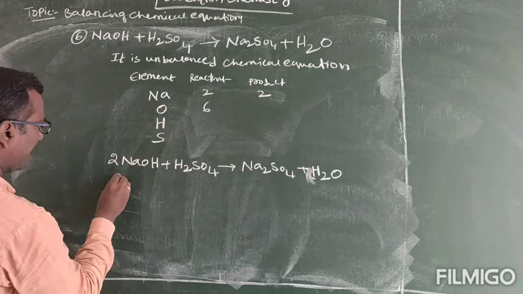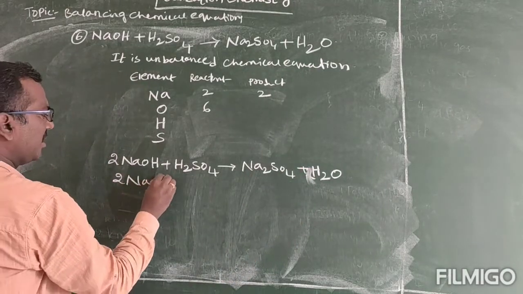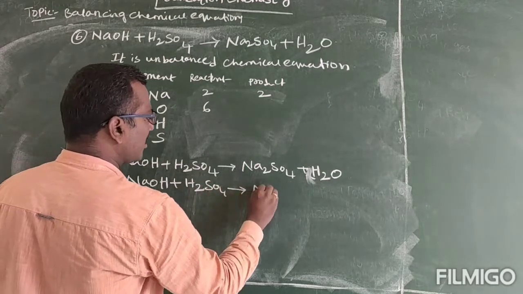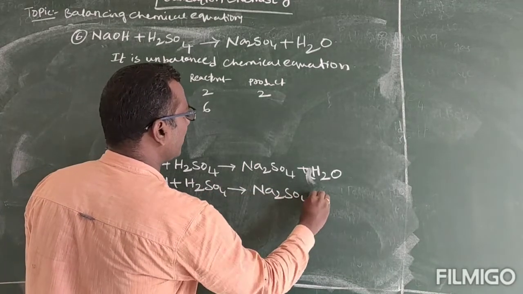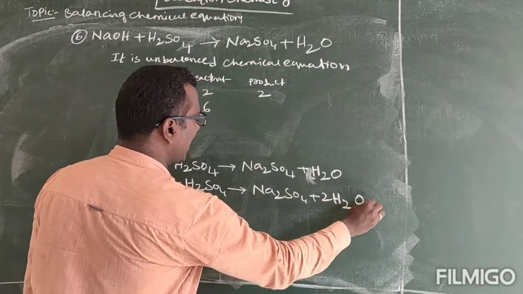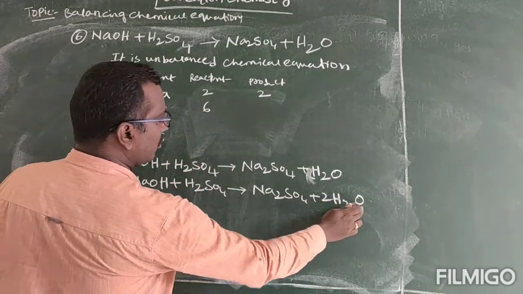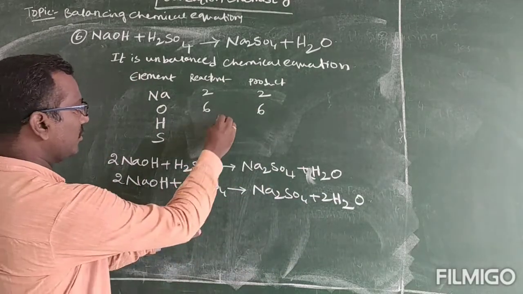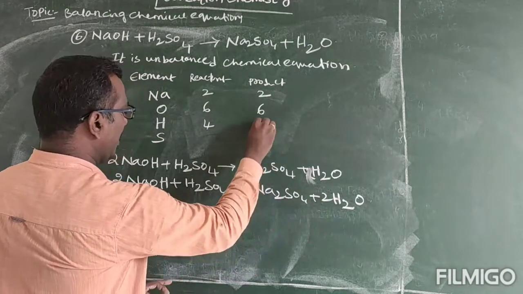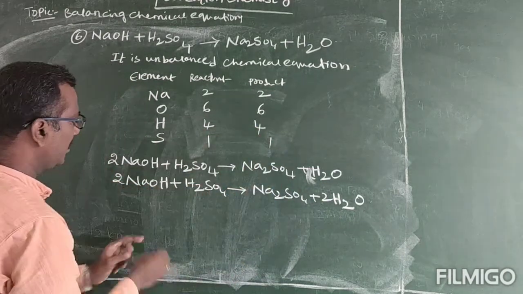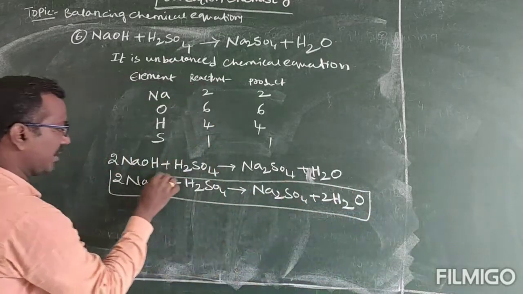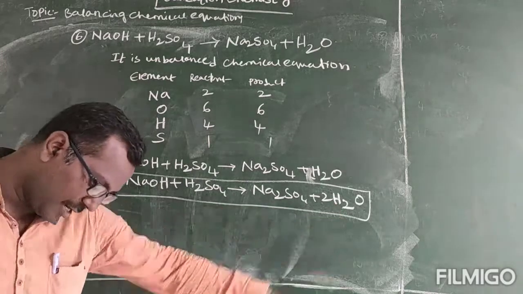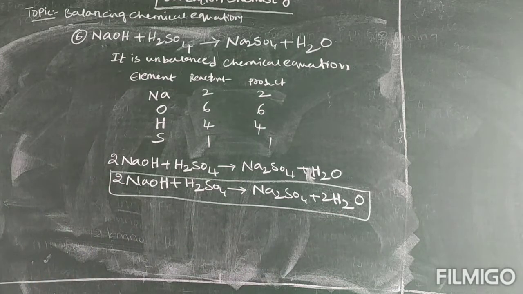Okay, in the next step I will write it 2NaOH plus H2SO4 gives rise to Na2SO4 plus 2H2O. Let us make it. Means 2 plus 4, 6. Now it is balanced. Hydrogens 2 plus 2, 4. Here 2 2s are 4. Sulfur 1 and 1. So this is the balanced chemical equation: 2NaOH plus H2SO4 gives rise to Na2SO4 plus 2H2O.